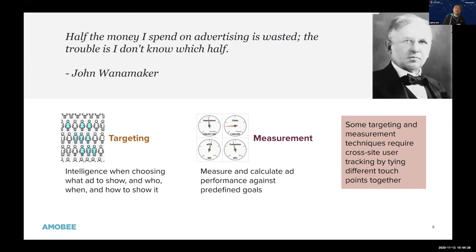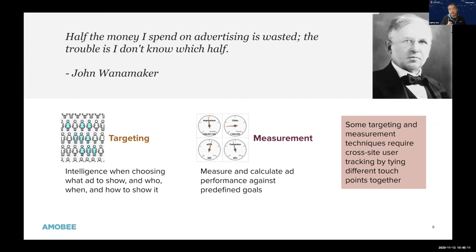So obviously we have moved on, straight into the digital age. Now we have certain techniques that we use to tackle that half of the advertising budget being wasted. We're trying to make it as minimal as possible. From there, we have two main categories of techniques. One is called targeting. Targeting is the intelligence of choosing what to show, when to show it, who to show it to, and how to show it. We'll do a few more examples of that.